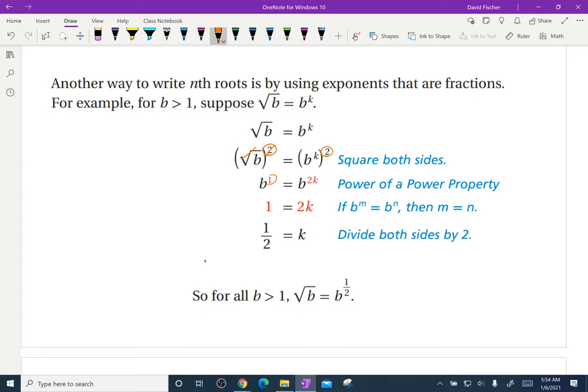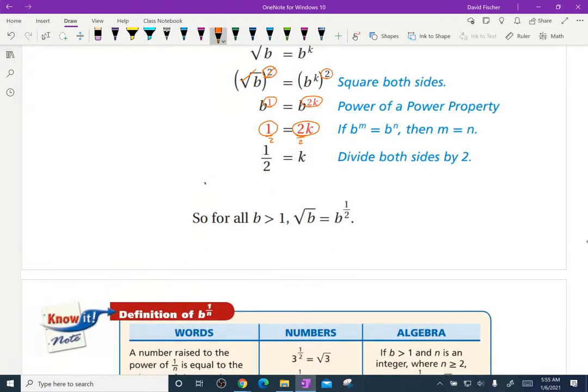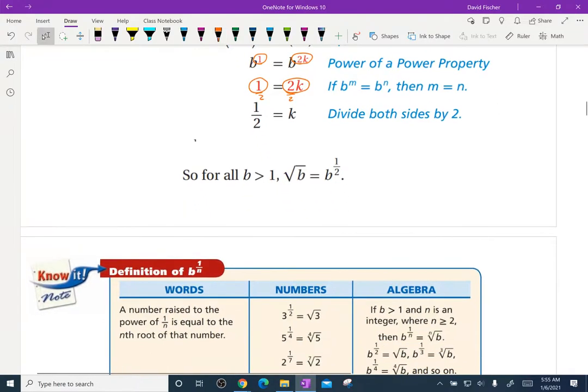They said, let's just focus on our exponents now. They brought that down because our bases are the same, and here's 1 and here's my 2k. If we wanted to get the k by itself, we would divide both sides by 2. So k equals a half. And so what we're saying here is the square root of b is the same as b with an exponent of a half.